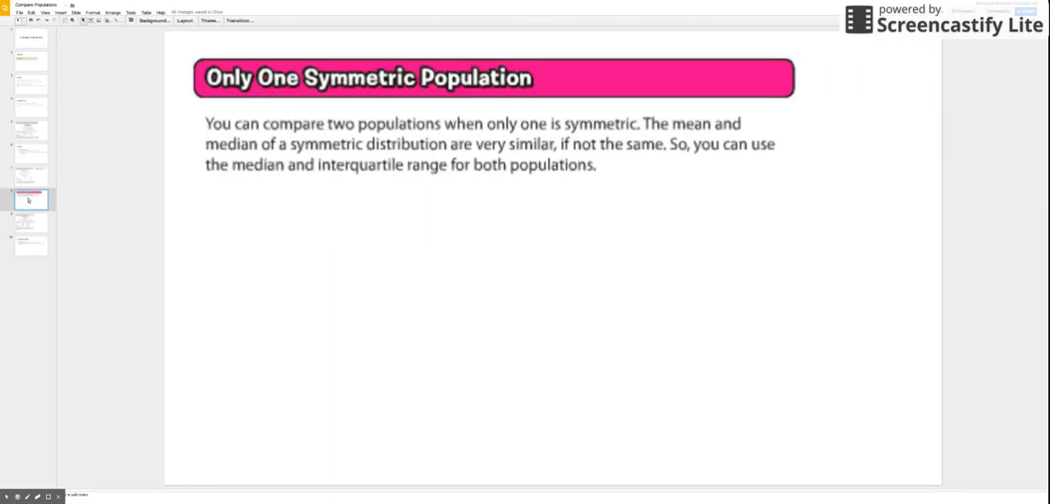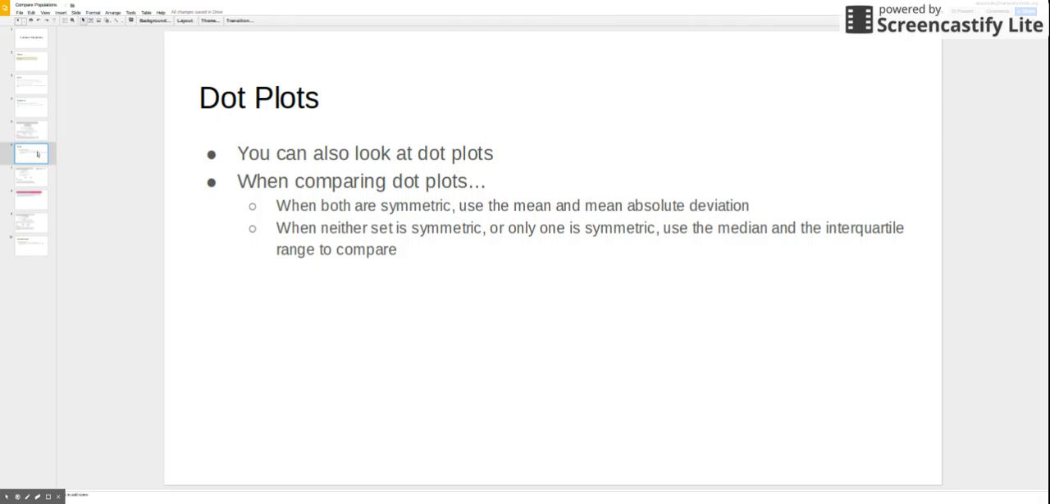Only one symmetric population. So you can compare two populations when only one is symmetric. The mean and the median of a symmetric distribution are very similar, if not the same. So you can use the median and the IQR. So when you're comparing populations and only one is symmetric, you're using the median and the IQR. Again, when only one is symmetric, use the median and the IQR to compare.